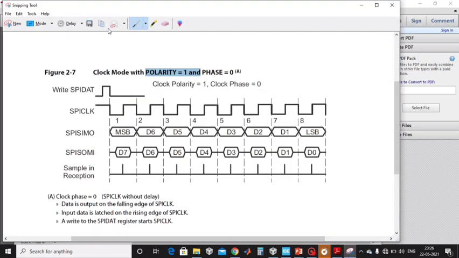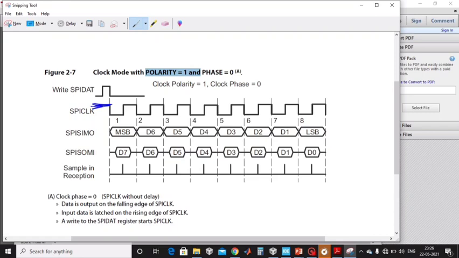So this is the case when clock polarity is 1 now, but clock phase is 0. Clock polarity 1 means the default state of the clock is 1, that means high. It is clearly visible here in this timing diagram. The default state of the clock is high. So clock polarity is very simple and it is clear now for this mode.